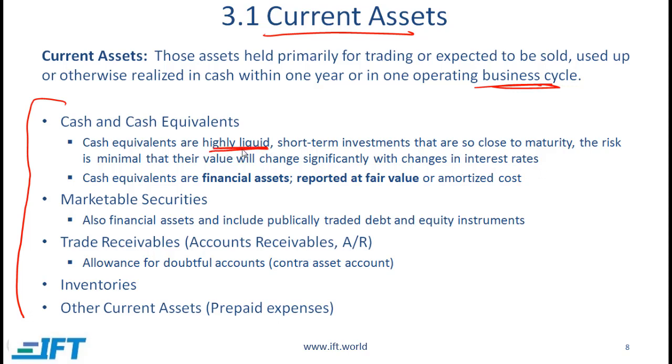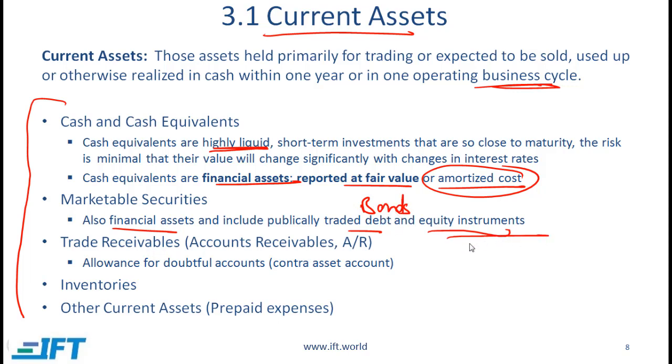So key is that they are highly liquid. Cash equivalents are generally financial assets. They are reported at fair value or amortized cost. The concept of amortized cost is something that we will cover later in this topic. Marketable securities are also financial assets and include publicly traded debt and equity instruments. So these would be bonds issued by companies, as an example, and these would be stocks.